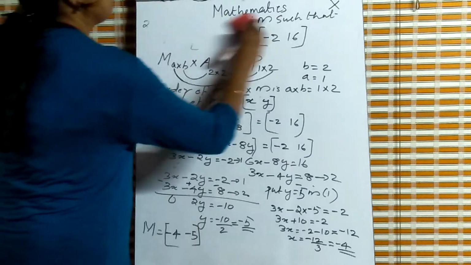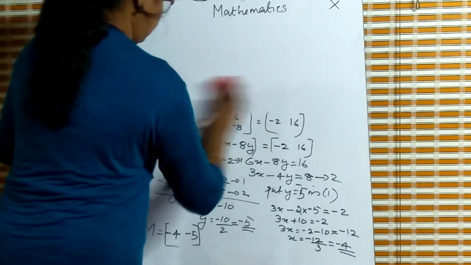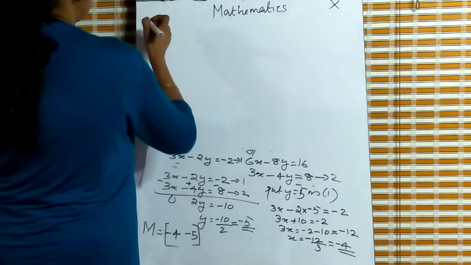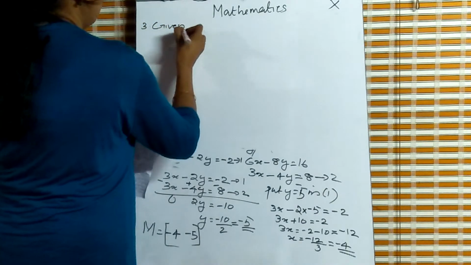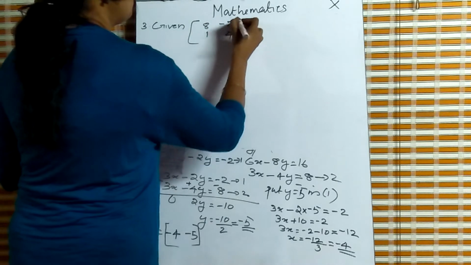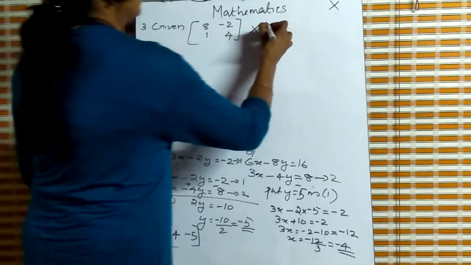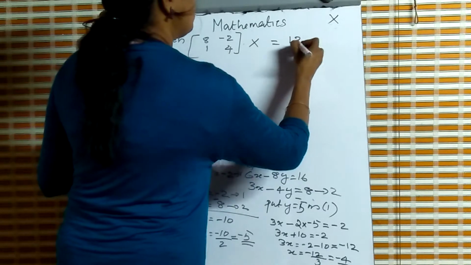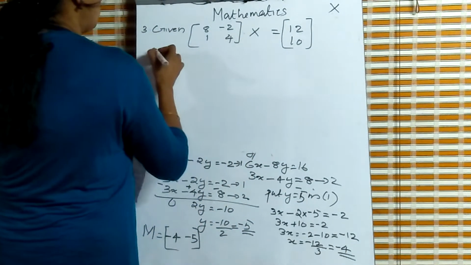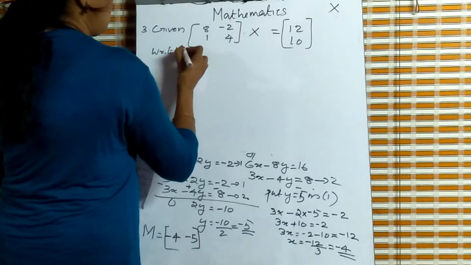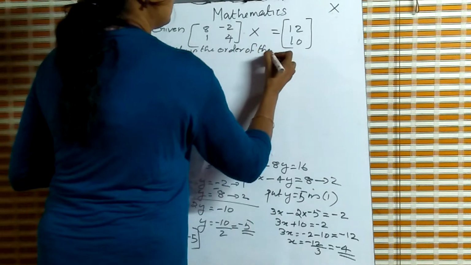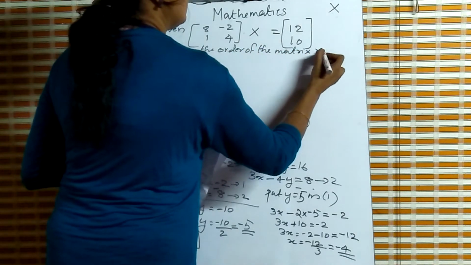Then, third question. Question 3. Given the matrix 8 minus 2, 1 4 into X is equal to 12, 10. Write down the order of the matrix X.